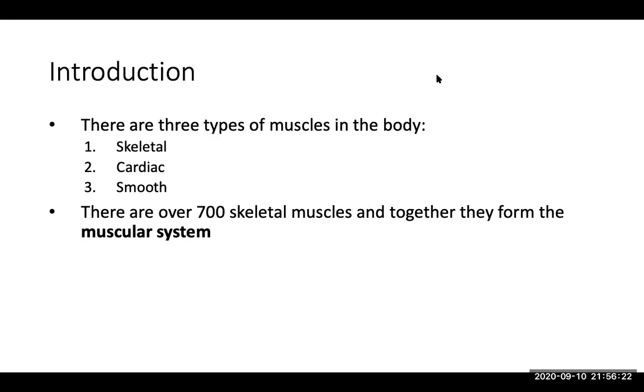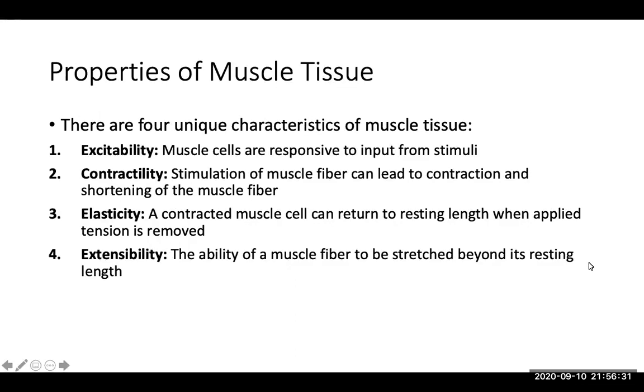There are three types of muscles in the body: skeletal, cardiac, and smooth muscle. And there are over 700 skeletal muscles. Together they form the muscular system.